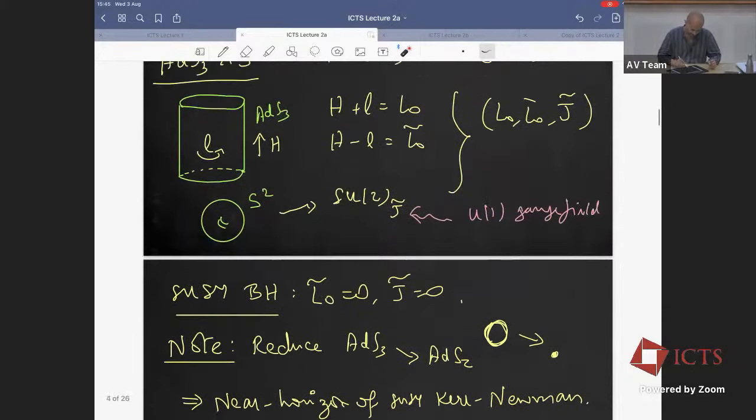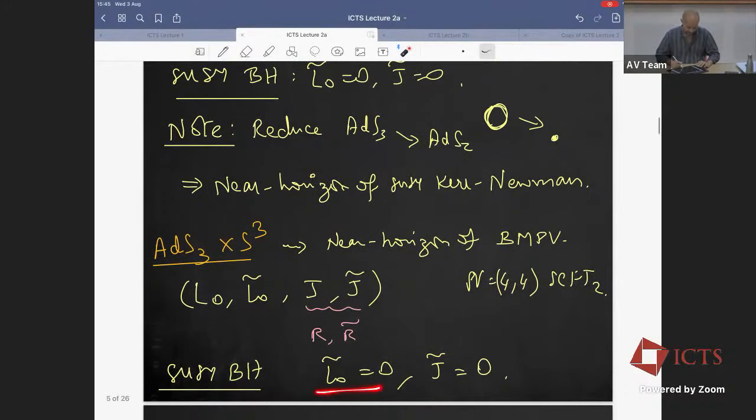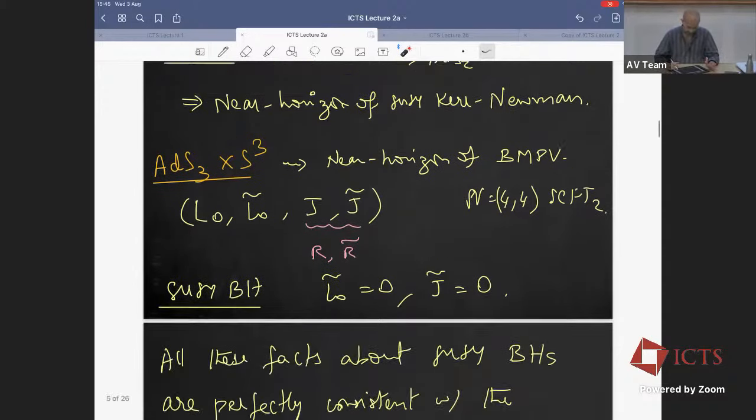Here, you have the same L0 and L0 bar coming from AdS3. And now you have an S3, so you have a J and a J tilde. And again, from the point of view of a pure three-dimensional theory on AdS3, there are two gauge fields. It's not minimal supergravity. And yesterday, I should have called this R and R tilde, but J and J tilde are standard notation. Now the algebra is the (4,4) superconformal field theory. And the supersymmetric black hole condition is L0 tilde equal to zero and J tilde equal to zero. So in each case, there is a two parameter reduction.